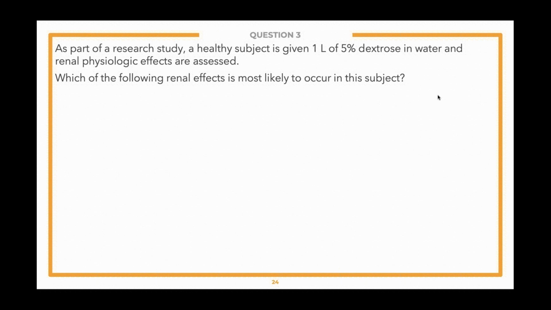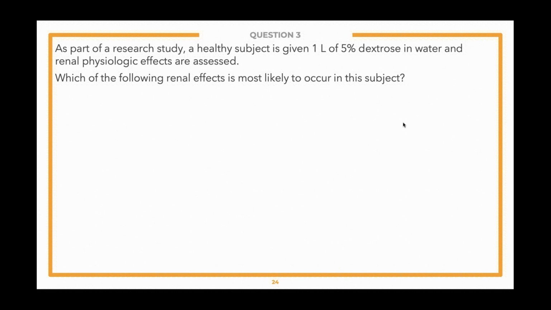Let's take a look at that vignette. As part of a research study, a healthy subject is given 1 liter of 5% dextrose in water and renal physiologic effects are assessed. Which of the following renal effects is most likely to occur in this subject?